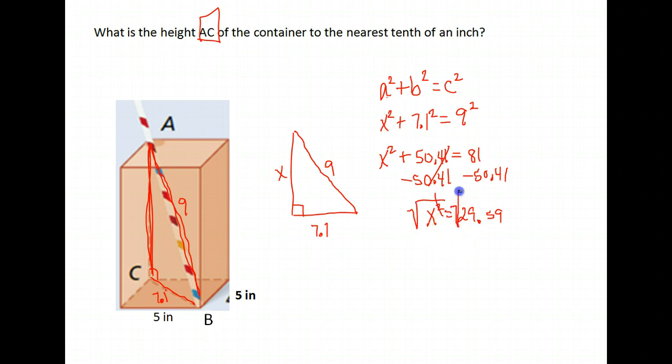And once again, to finish out, how we get rid of squares is to do the opposite, which is a square root. So we take the square root of both sides. The square root of 29.59 is 5.4 if we round to the nearest tenth. So the height of this container is 5.4 inches.